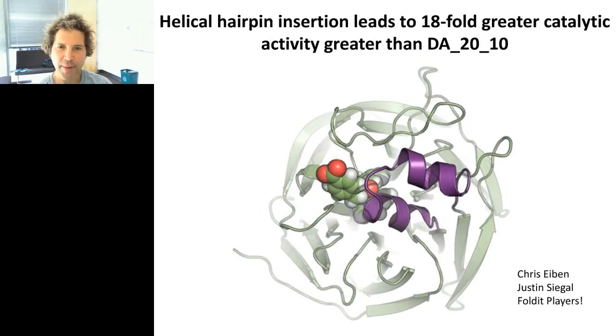And they came up with this radical solution by inserting this big long loop in the middle of the protein. You can see it sort of comes over, and it holds these small molecules in place where they're supposed to be. With this insertion, the protein has an 18-fold greater catalytic activity than the starting design, which is really quite impressive. And so we were very excited about this. The FoldIt players had done something really remarkable.